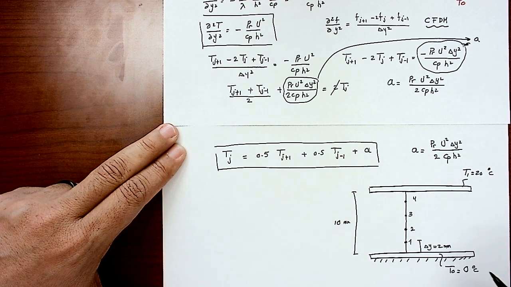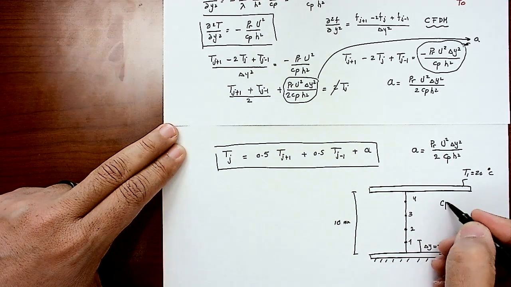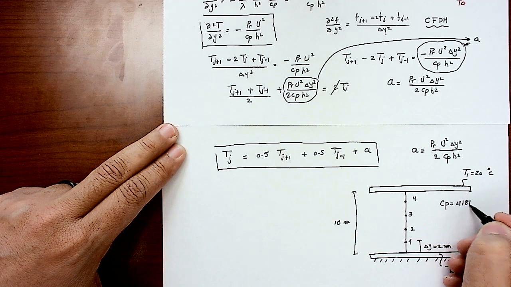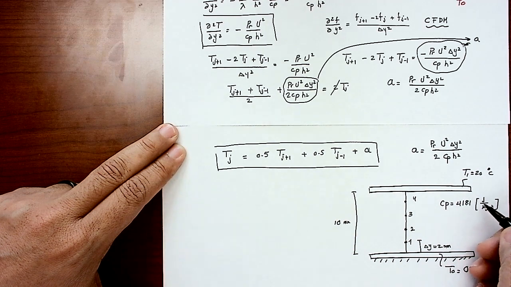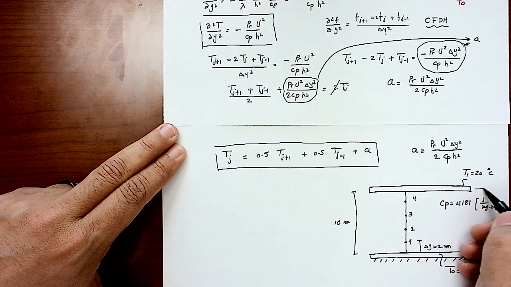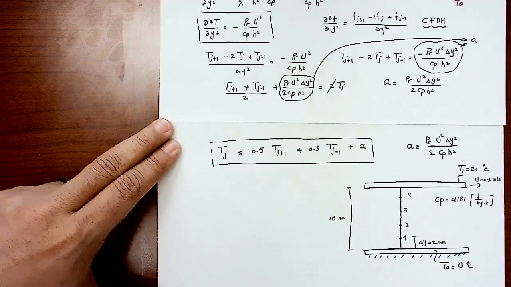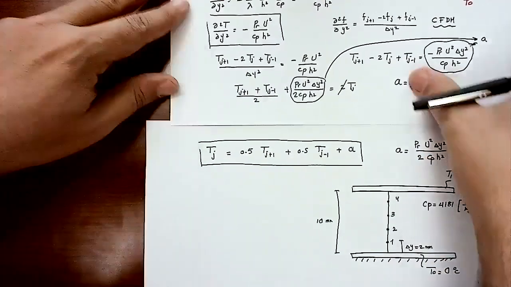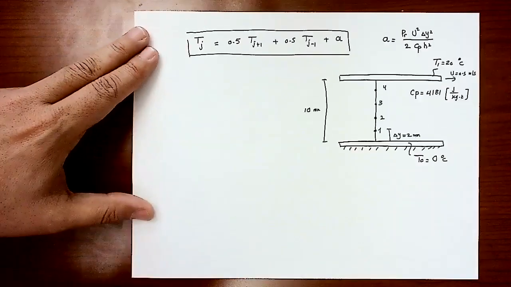This is water. I can get the thermophysical properties of that liquid here. So I can get the Cp, right? 4181, if I assume it's water, that's joule per kilogram Kelvin. That's easy. What about U? Let's assume U is 0.5 meter per second. U is equal to 0.5 meter per second. I said H is 10 millimeter. So let's apply this nodal equation here and get the system of linear equations.